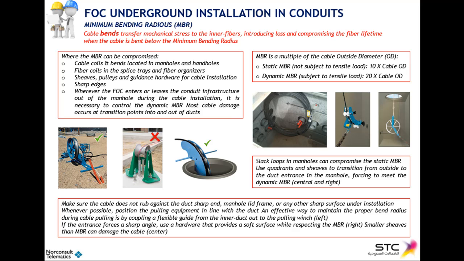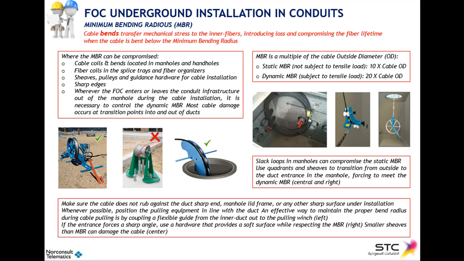Where can the minimum bending radius be compromised in all these typical installation places? For example, cable coils in manholes and handholes, the slack loops. Also in the splice trays and fiber organizers, the fiber coils or loops. All the guidance hardware that we can see down in the pictures has to be set to the proper diameter so that the minimum bending radius is never compromised.